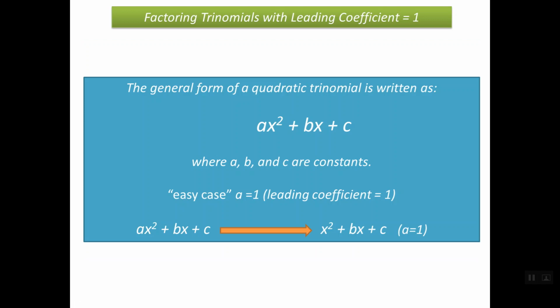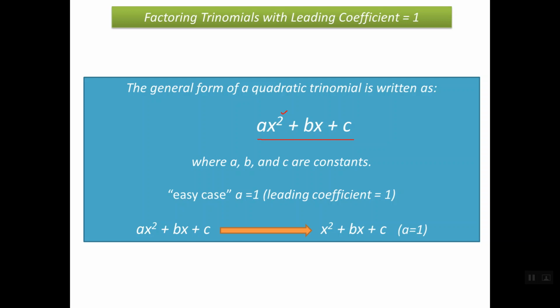So first of all, we know that the general form of a quadratic trinomial is written as ax² plus bx plus c. The highest exponent is exponent 2, so this is considered to be a quadratic trinomial.